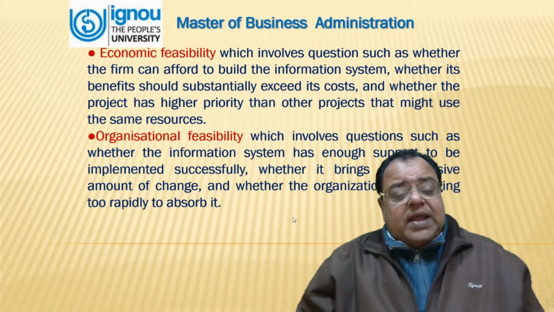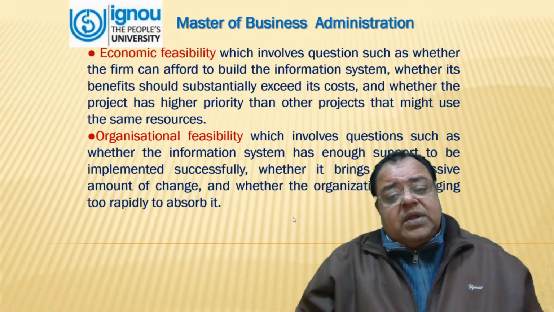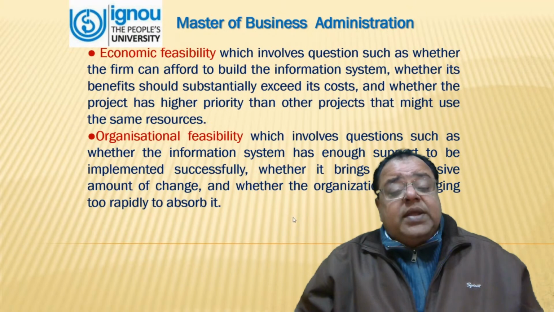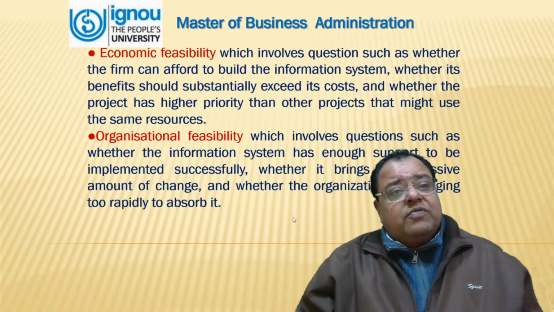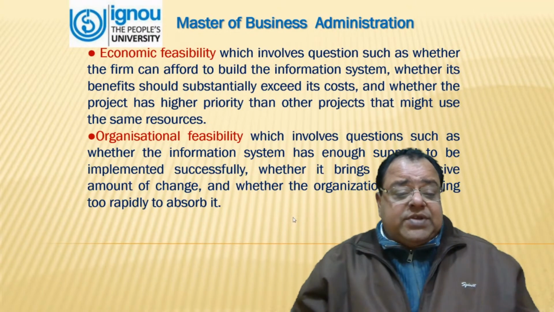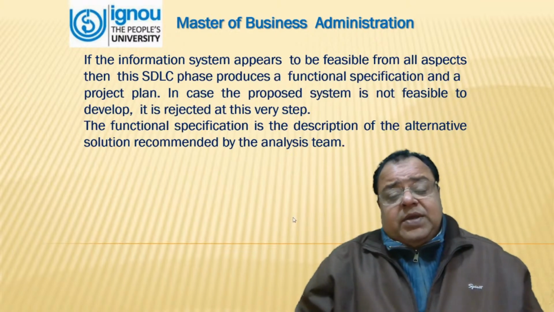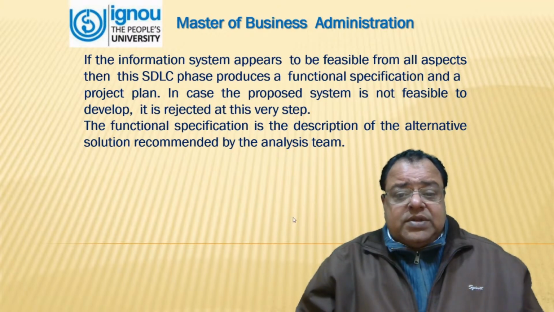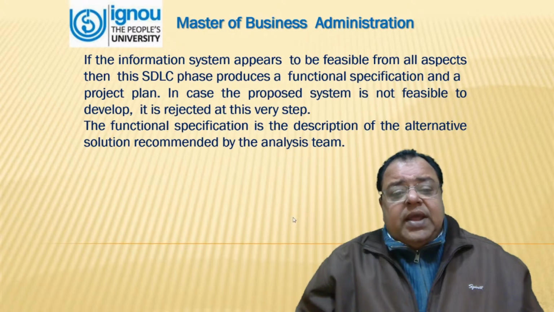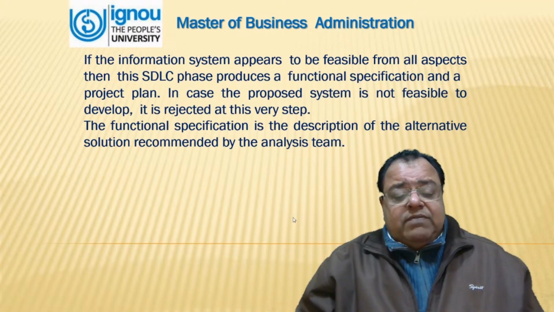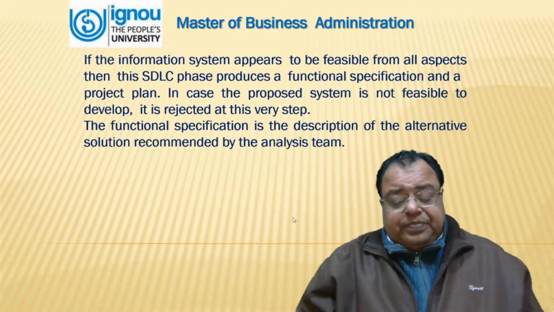And the third one is organizational feasibility, which involves questions such as whether the information system has enough support to be implemented successfully, whether it brings an excessive amount of change, and whether the organization is changing too rapidly to absorb it. If the information system appears to be feasible from all aspects, then this SDLC phase produces a functional specification and a project plan. In case the proposed system is not feasible to develop, it is rejected at this very step.